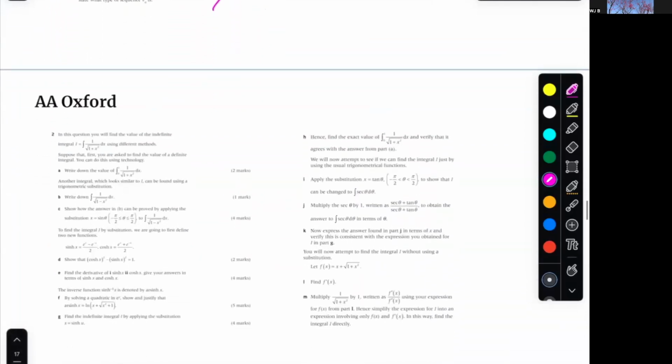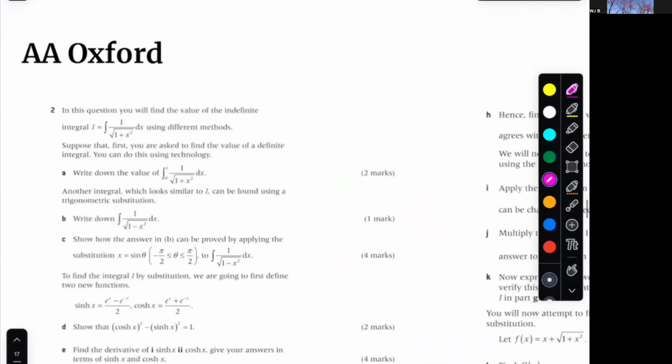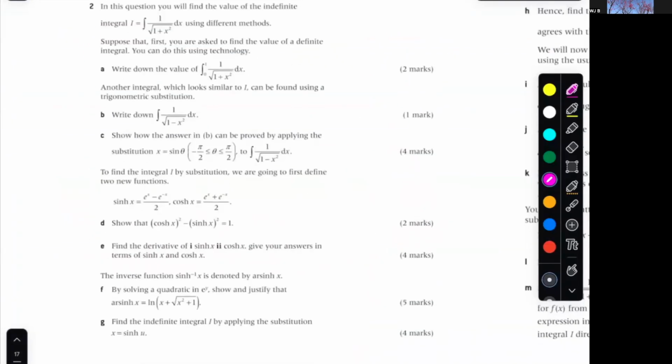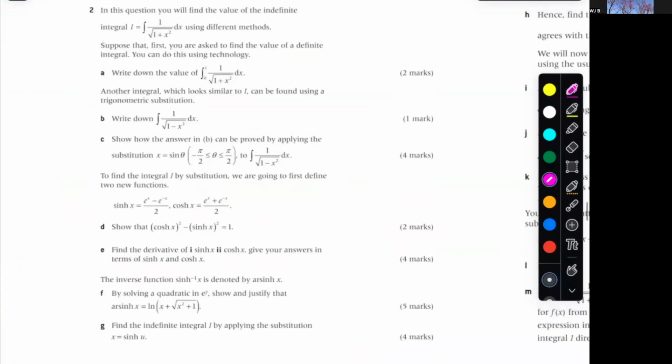So let's have a look at the next question. But I'm not going to go over the Hanoi Tower because it was already seen in November 2024, and I want you to try it yourself. Let's have a look at question number 2, from the AA Oxford paper 3 preparation.